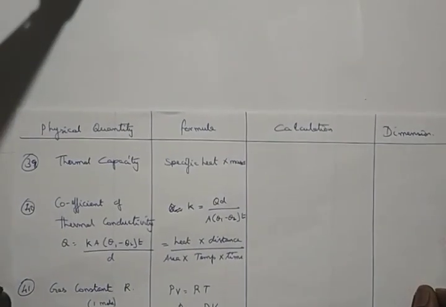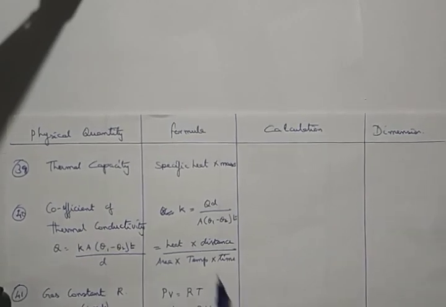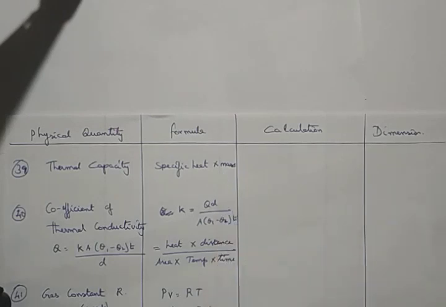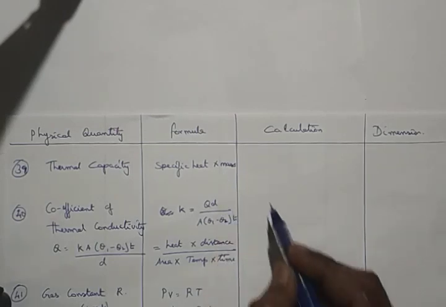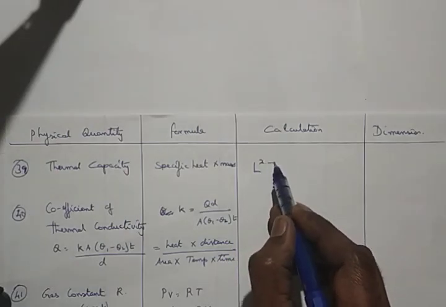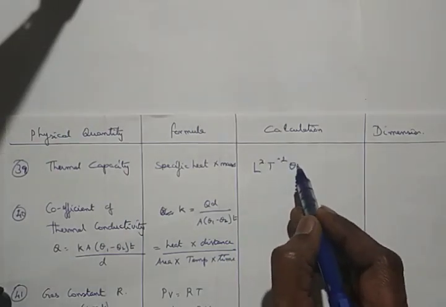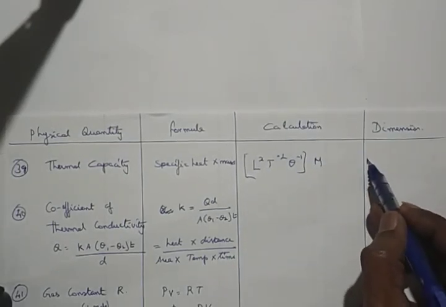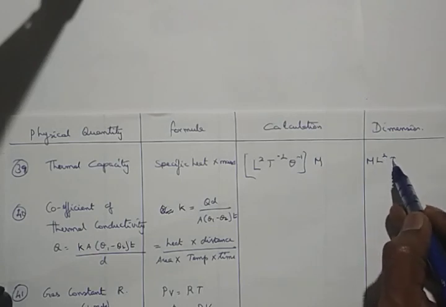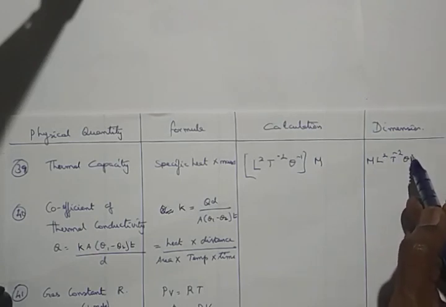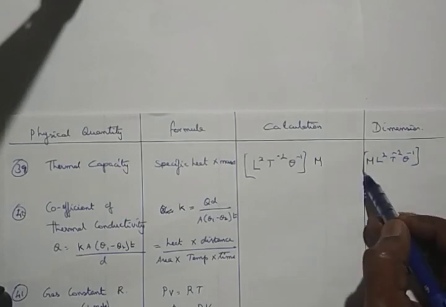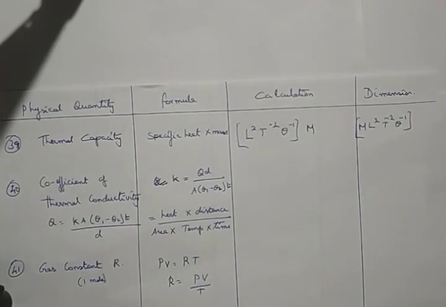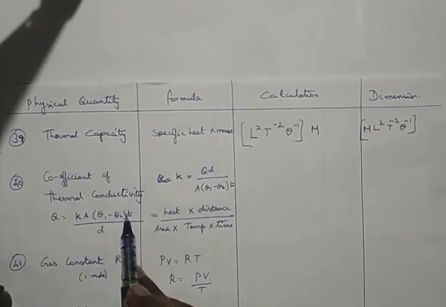The next formula is thermal capacity. The formula is specific heat into mass. Specific heat formula we have already seen, so it is L2 T minus 2 and theta minus 1, multiplied by mass. So it's going to be M L2 T minus 2 and theta minus 1. That is the dimensional formula for thermal capacity. Quite an important formula. The next one is coefficient of thermal conductivity.